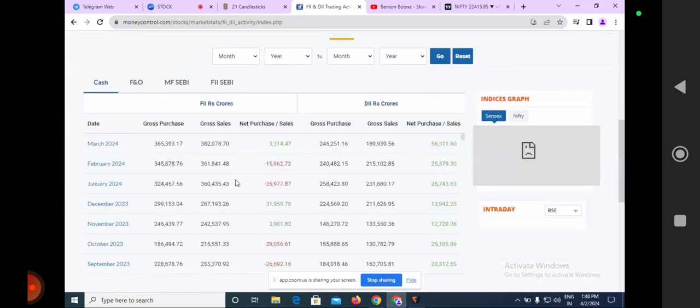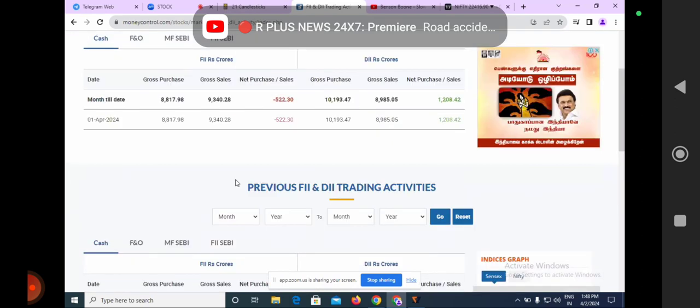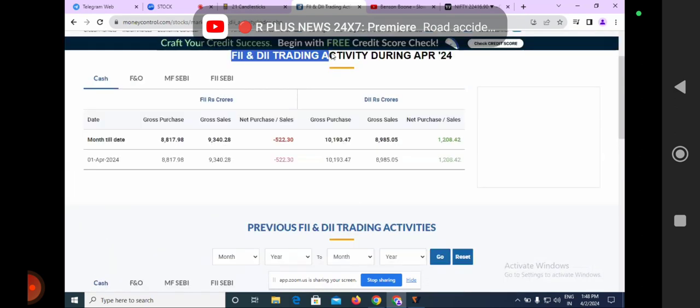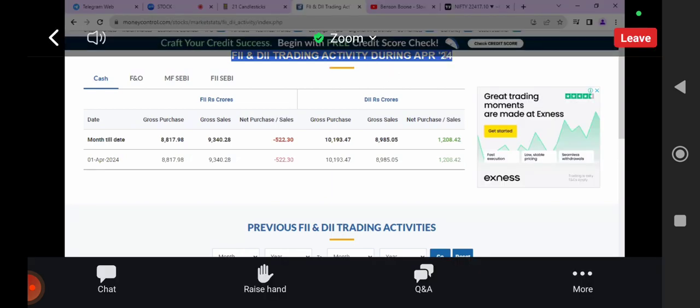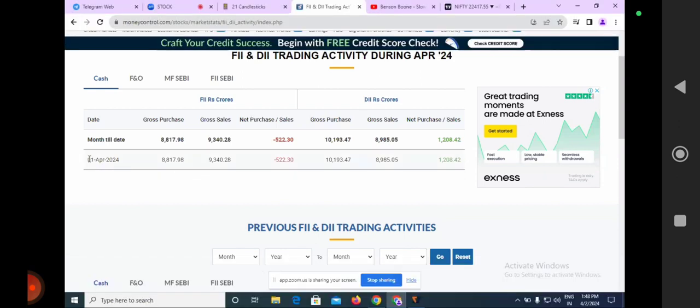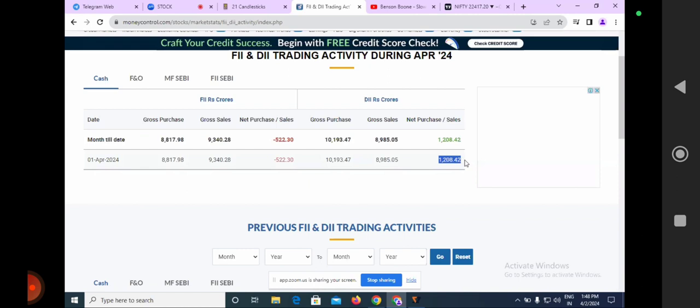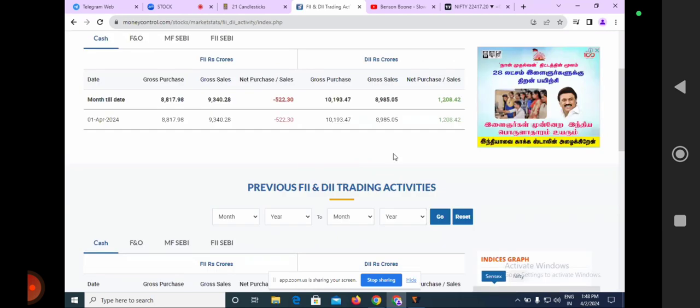As you can see from this data, these are the FII and DII trading activities happening during the current month, which is April 2024. Yesterday, the first of April, the FIIs were net sellers for 522 crores, but the domestic institutional investors were net buyers for 1,208 crores.